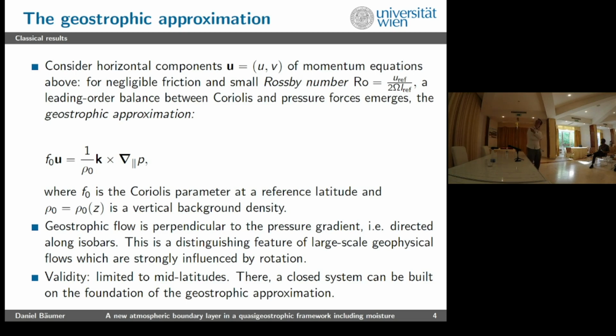Okay, now the validity of the geostrophic approximation is for the most part limited to the mid-latitudes. Near the equator, we need a completely different approach. But now we're interested in mid-latitudes, and there we can build a closed system that is based on this geostrophic approximation.